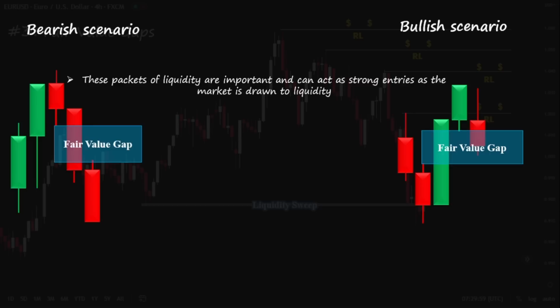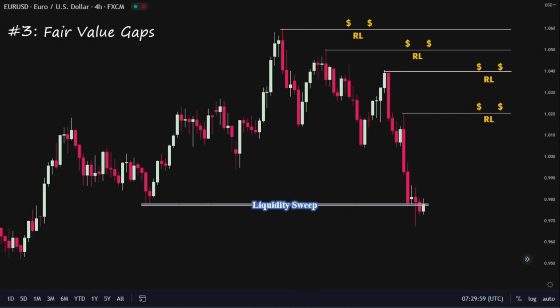These packets of liquidity are important and can act as strong entries as the market is drawn to liquidity, which means, when price is planning to move downward, it wants to sweep the potential liquidity zones above it. Thus, FVGs are great areas where the price may rise, and after testing them, may continue to bearish with even more strength. So, let's get into the price chart and spot the fair value gaps on our chart.